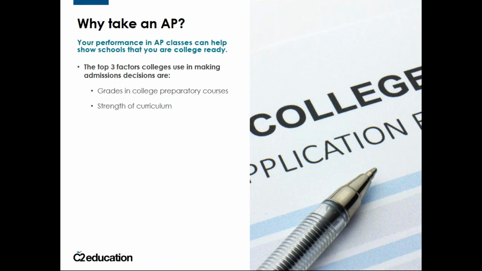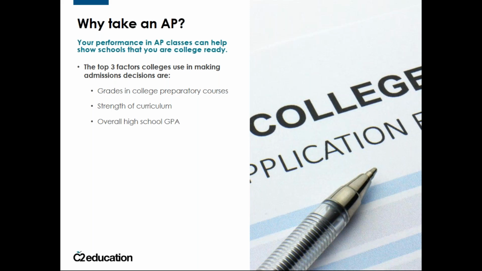Now, behind that, and sort of connected to it, is what's called the strength or rigor of the curriculum. How difficult are the courses that you are taking in school? Are you taking as challenging a course as you possibly can? Schools want to see that. They're aware of how many honors and AP classes your high school has, and they want to know that you are taking the most challenging class you possibly can.